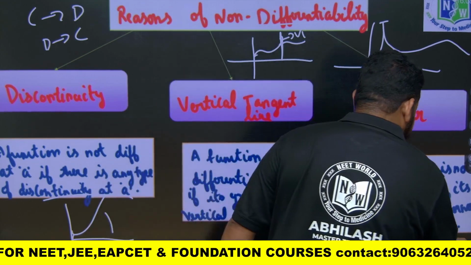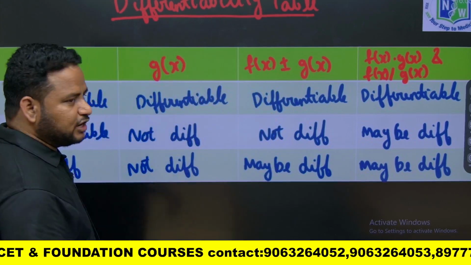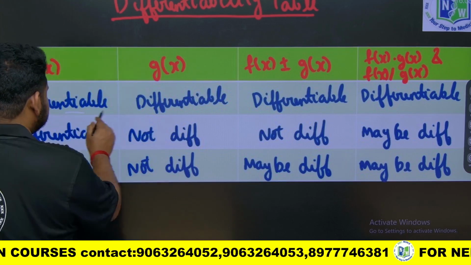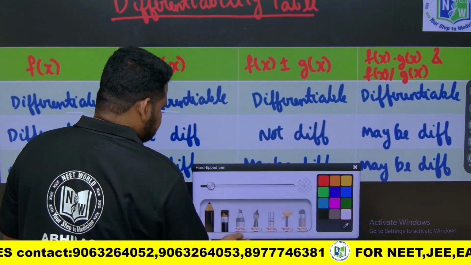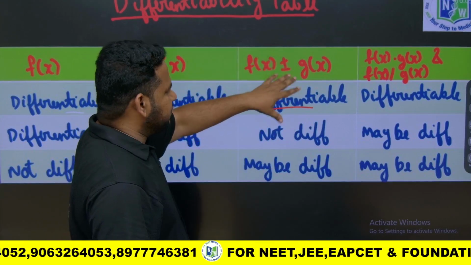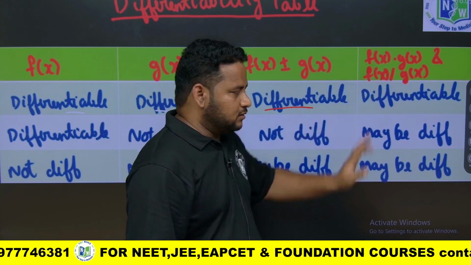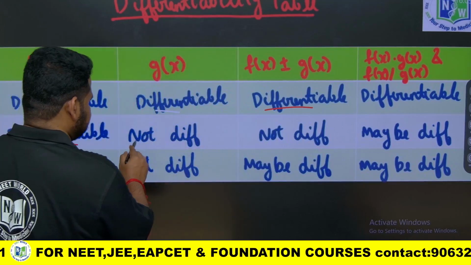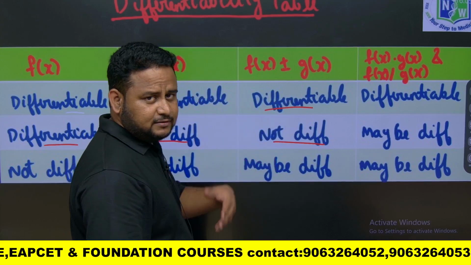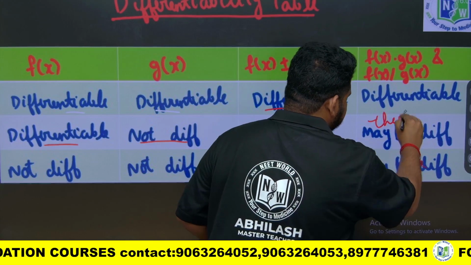Now, let us see other conditions for differentiability. Just like how we wrote a table for limits, and for whether a function is continuous or not, f of x and g of x are two functions given. If both are differentiable, then the addition and subtraction of functions is differentiable, and product and division are also differentiable. But if f of x is differentiable and g of x is not differentiable, then the sum and difference will not be differentiable. But when it comes to product and division, we have to check. Maybe, which means we have to check.